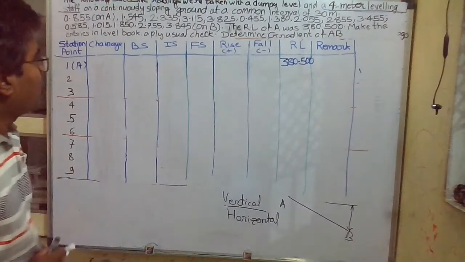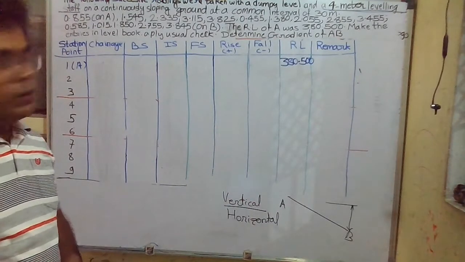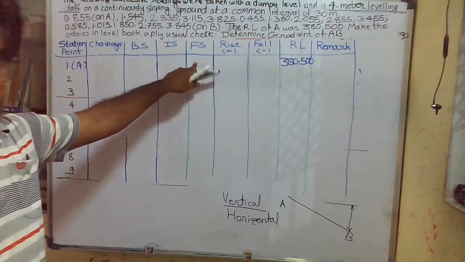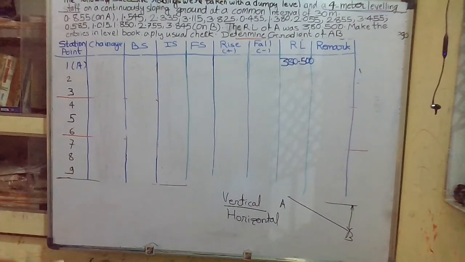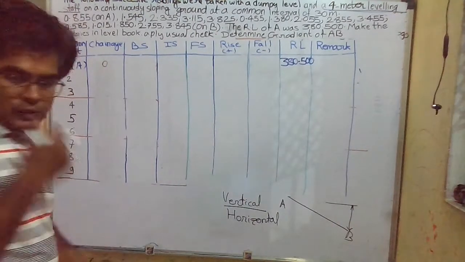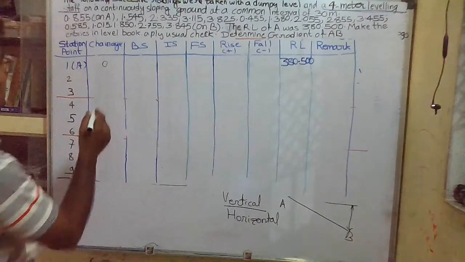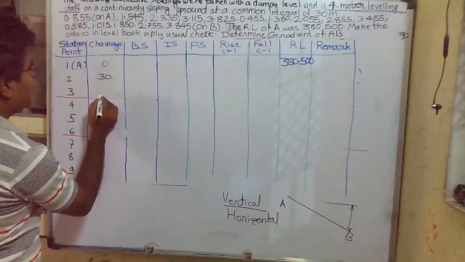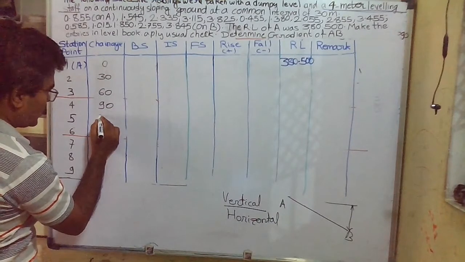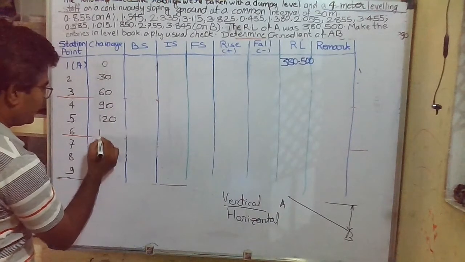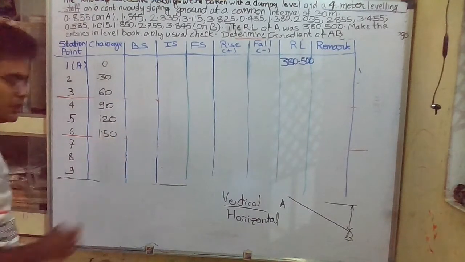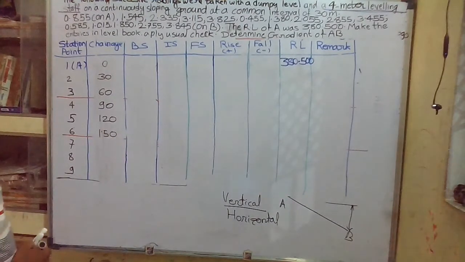So first step, we have to write it down in the form of backsight, intermediate sight, and foresight. Here the starting chainage is not given, so we can consider the chainage of the first point, point A, as 0, and then it is given at the interval of 30 meters, so we can write 30 meter, 60 meter, 90 meter, 120 meter, 150 meter, like that we can write the chainage, and here we can write the readings.